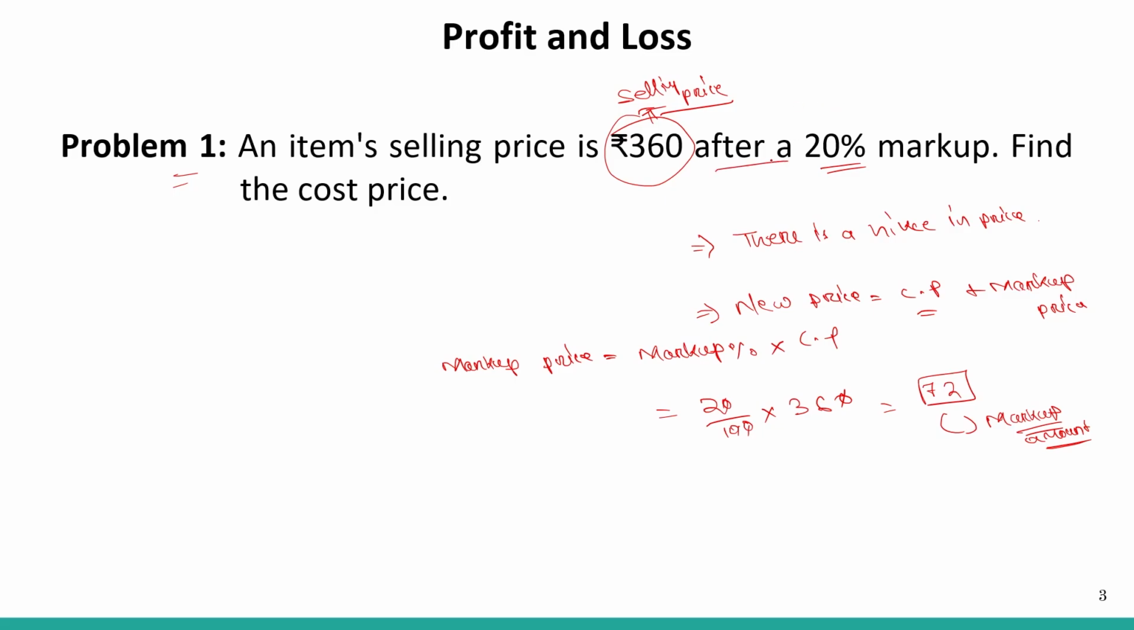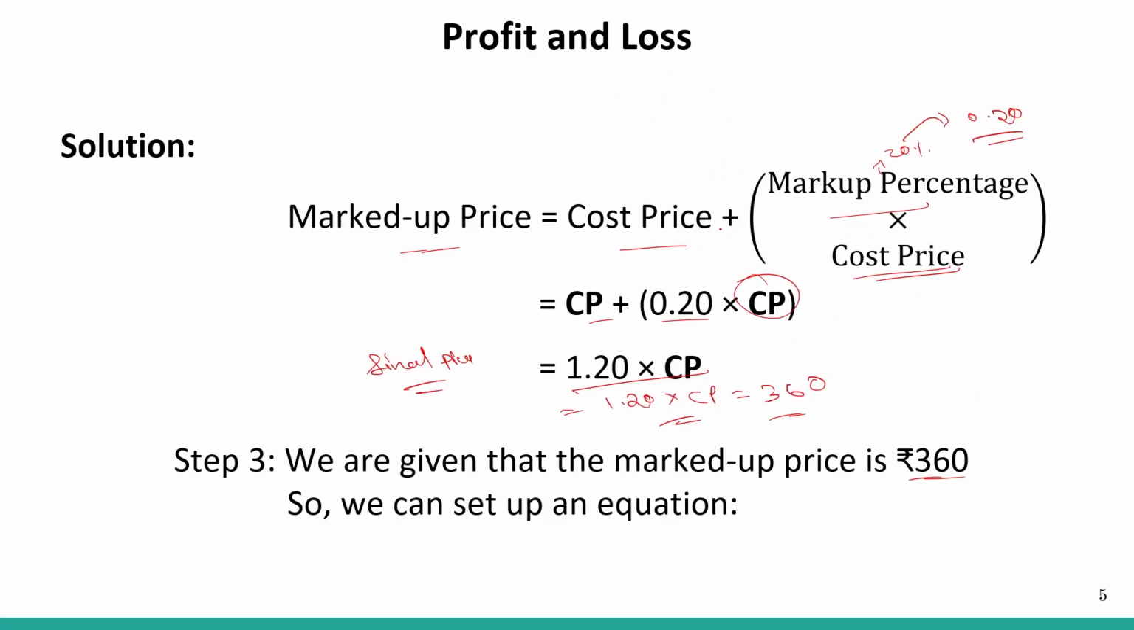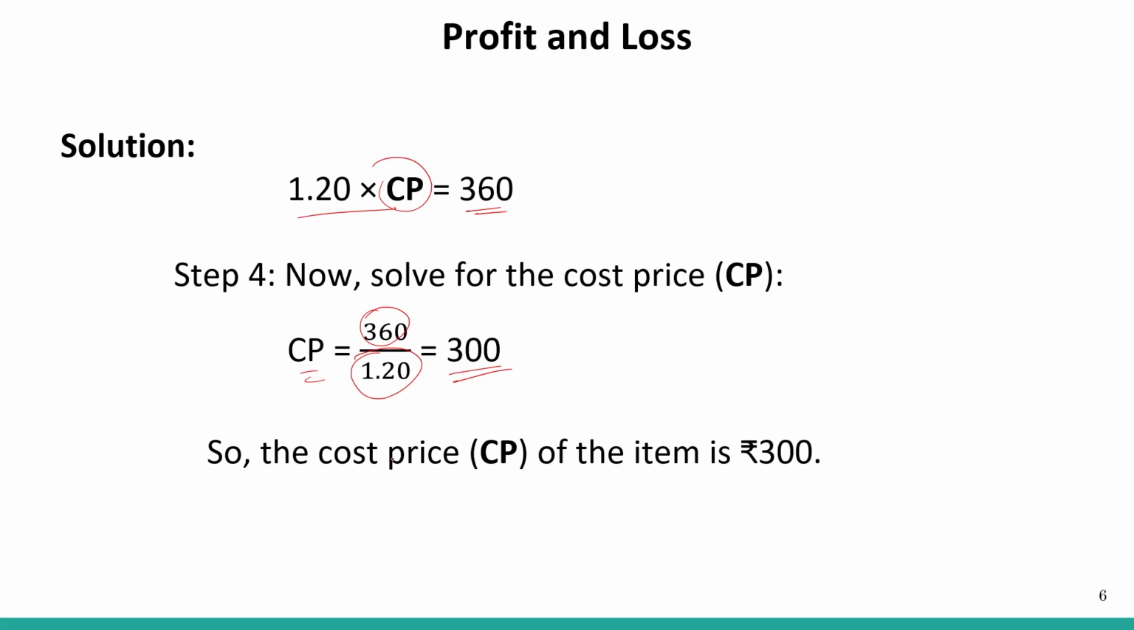So why is this the selling price? Because it is told that after a 20% markup, right? So here "after" is also an important term. If it had been told that it is before a 20% markup, then this could have been taken as the cost price. So the cost price of the item is basically 300, because after a 20% markup it was sold for 360 rupees. So we learned how to solve this kind of problem.